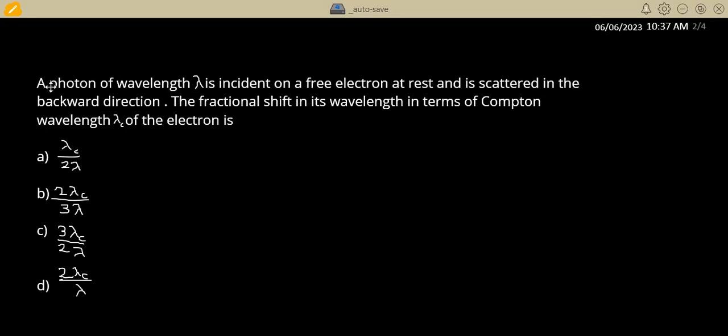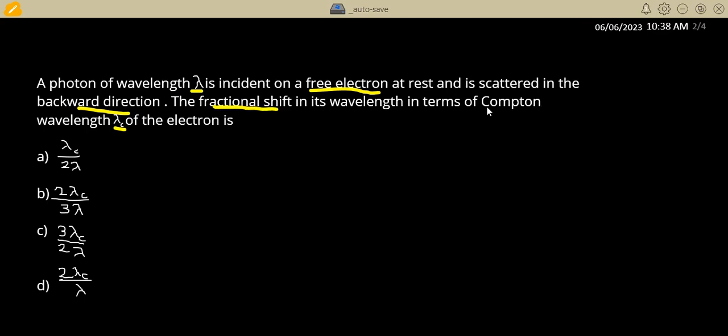Hello everyone, here there is a question. A photon of wavelength lambda is incident on a free electron at rest and is scattered in the backward direction. The fractional shift in its wavelength in terms of Compton's wavelength lambda c of the electron is... So we have to find the fractional shift.